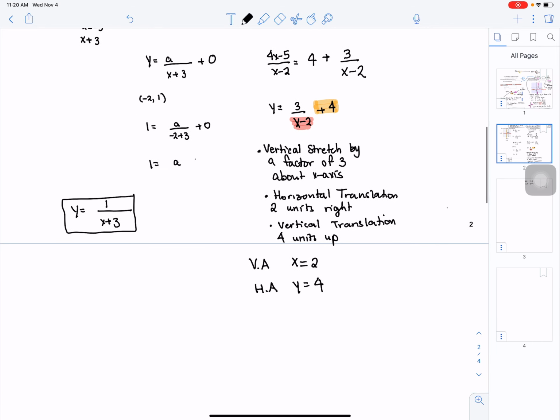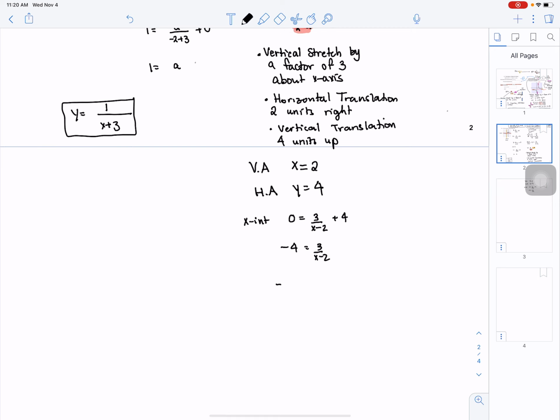It asks us for the intercepts. So for my x-intercept, set y equal to 0 and solve for x. I'm going to subtract 4 on both sides. Multiply both sides by x minus 2: minus 4x plus 8 equals 3, and then solve for x. Minus 8 on both sides, I get a minus 5. Divide by negative 4 on both sides, I get 5 over 4. So my x-intercept is 5 over 4, comma 0.